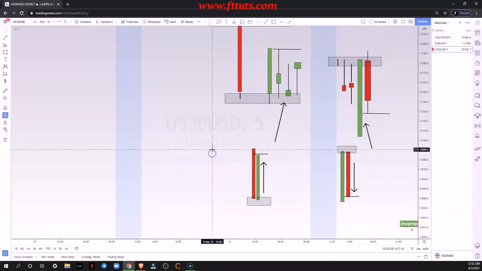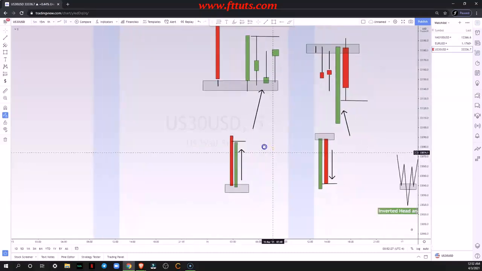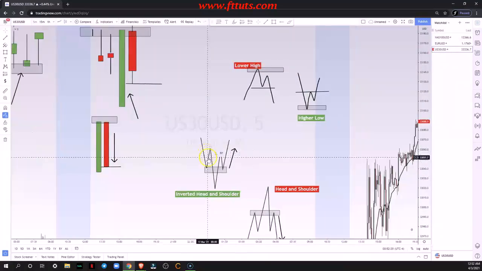Risk to reward. We aim for 1-to-1 minimum. I'm going to go into another video about risk to reward and how I stack orders and hold trades longer, but I just want to say that we aim for 1-to-1 minimum. Now, here are the patterns that we look at.